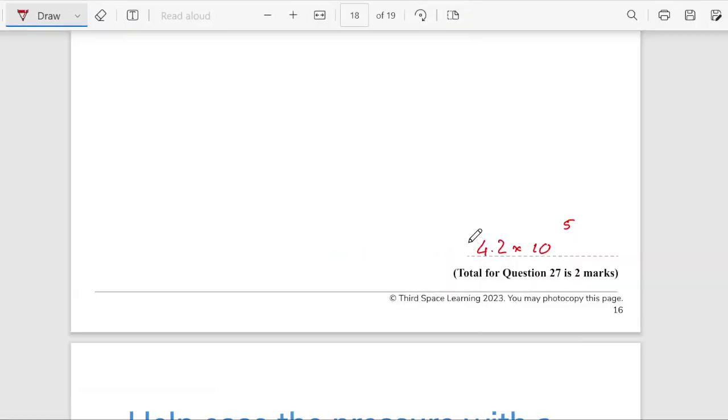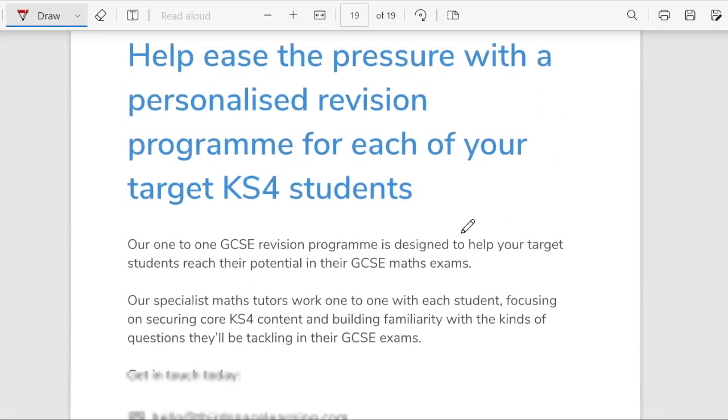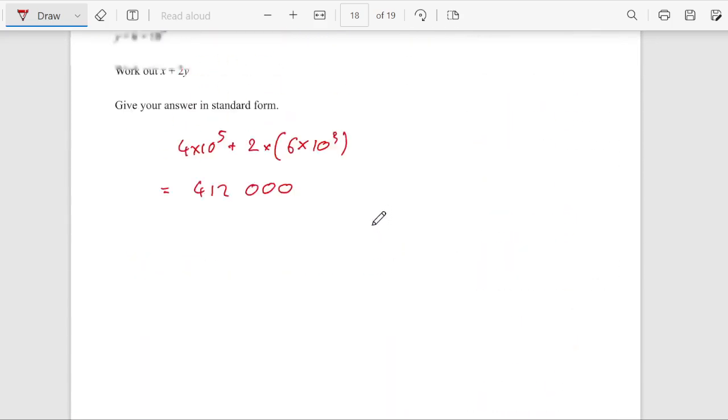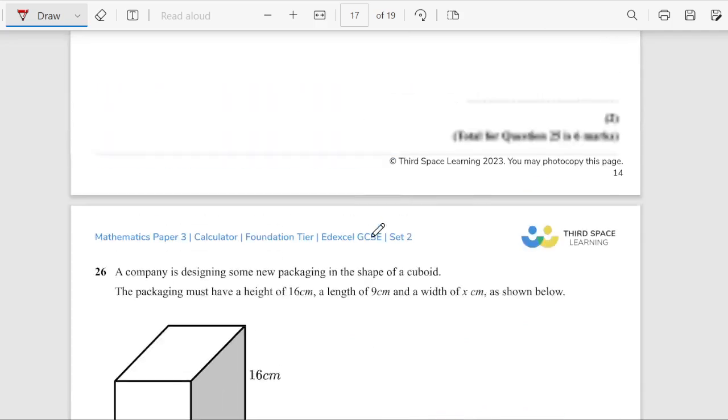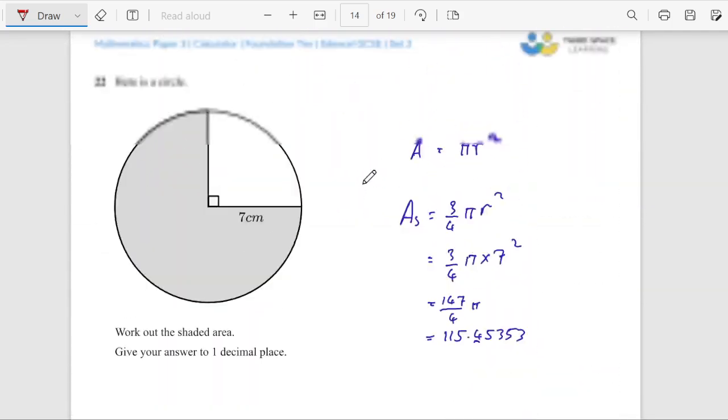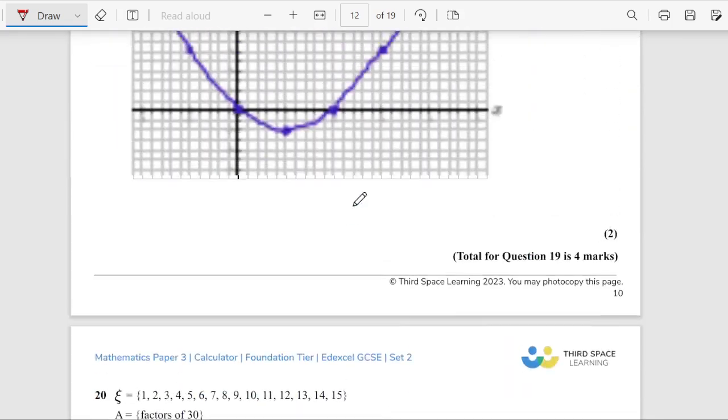Okay, that brings us to the end of the paper. Really nice paper from Third Space Learning. Again, check them out for any additional revision material you would want. Really nice paper. I've done a couple of paper 2 predicted papers, and similar questions appeared on there as well.